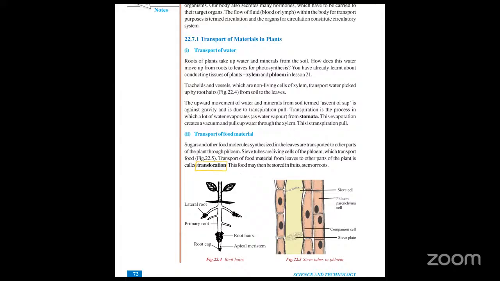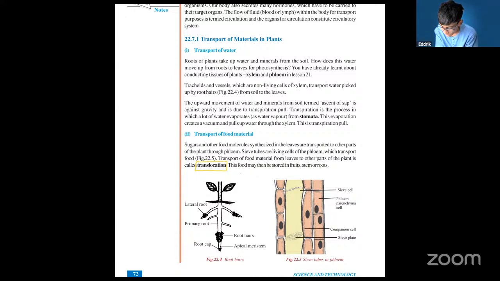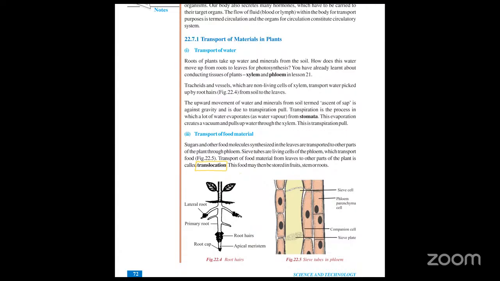So can you read this, Edric, please? Sugars and other food molecules synthesized in the leaves are transported to other parts of the plant through phloem. Sieve tubes are living cells of the phloem which transport food, Figure 22.5. Transport of food material from leaves to other parts of the plant is called translocation. This food may then be stored in fruit, stem, or roots. So the sieve tubes are living cells of phloem, and because of the transportation, they need energy to translocate the food. Did you understand, guys?